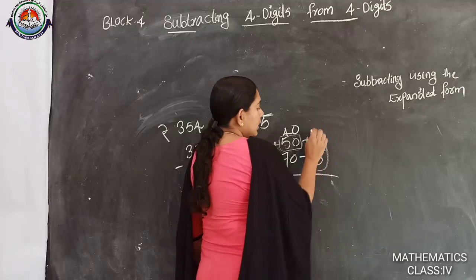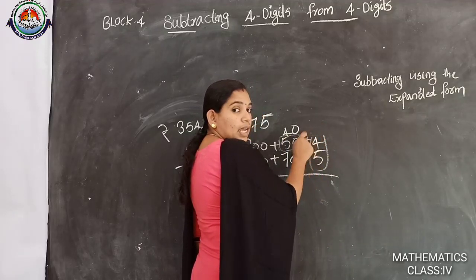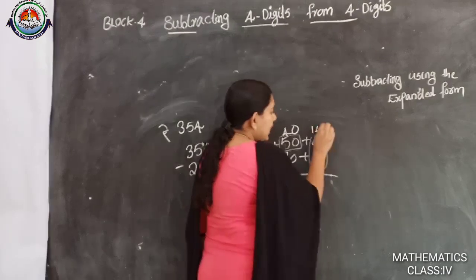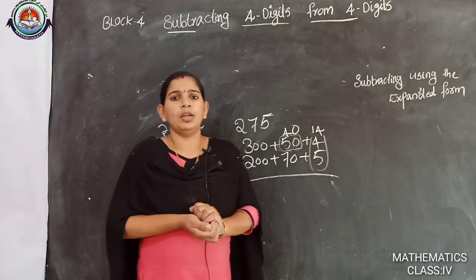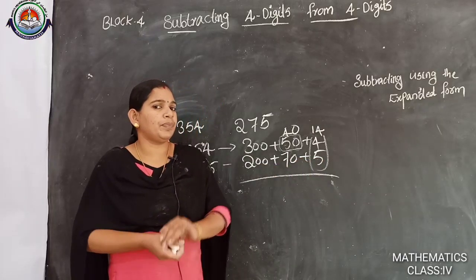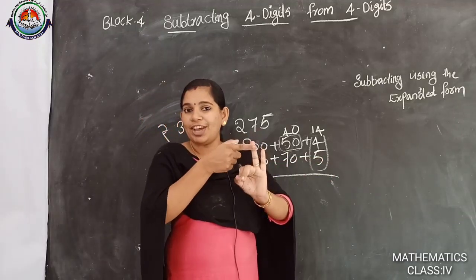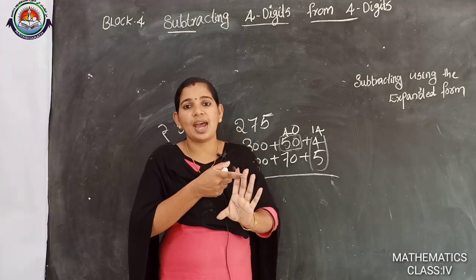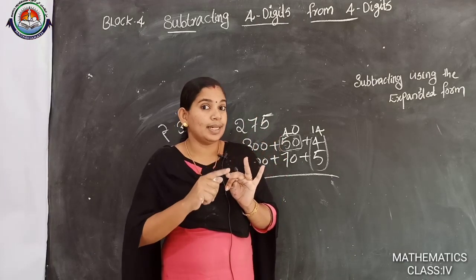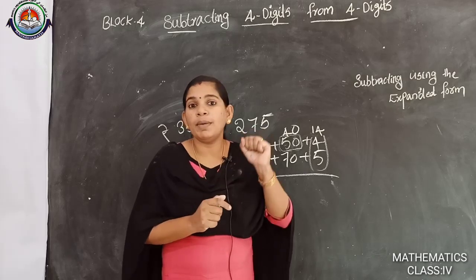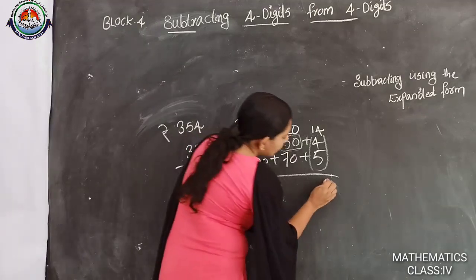Here it becomes 10 plus 4. We are taking 10, and here already 4 is there. 10 plus 4, 14. Okay, then 14 minus 5. What is the value of 14 minus 5? After 5 we count: 6, 7, 8, 9, 10, 11, 12, 13, 14. How many fingers? Good, 9 fingers are there. So we are writing 9 here.